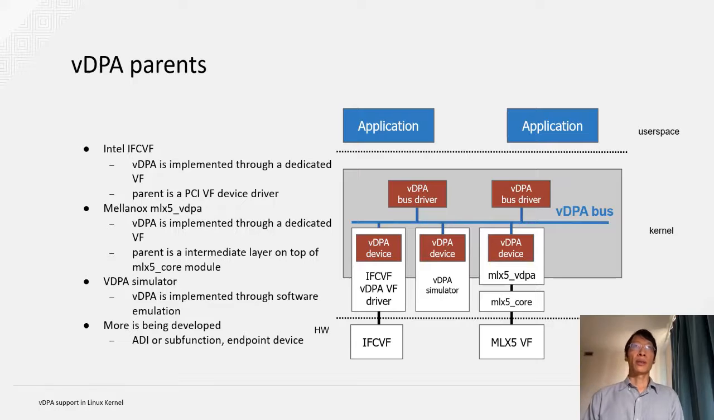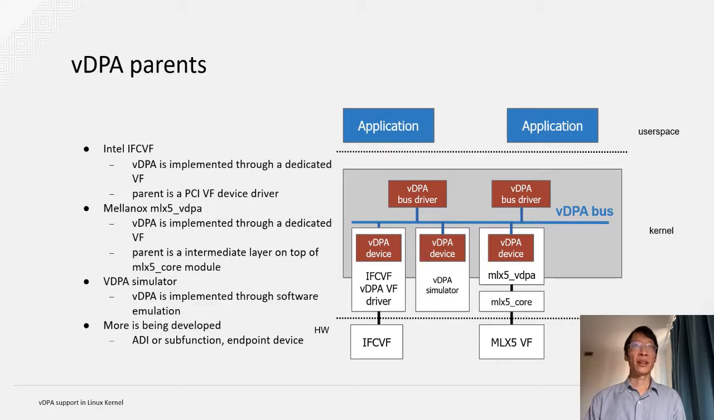So currently the Linux kernel supports three VDPA parents. The first is the Intel IFCVF. From the hardware perspective, it addresses a virtio device plus Intel-specific extensions. The VDPA is implemented through a dedicated VF, so its parent driver is simply a PCI VF device driver. The second VDPA parent is the Mellanox mlx5 VDPA parent. This device is also implemented in a dedicated VF, but it has a totally vendor-specific control path.